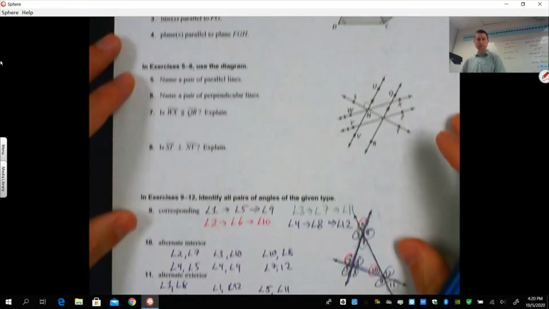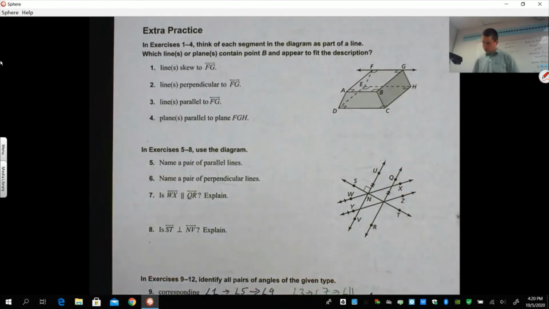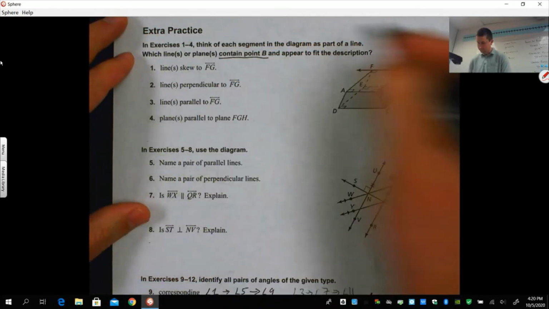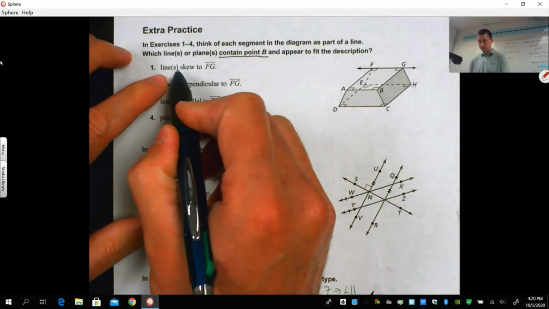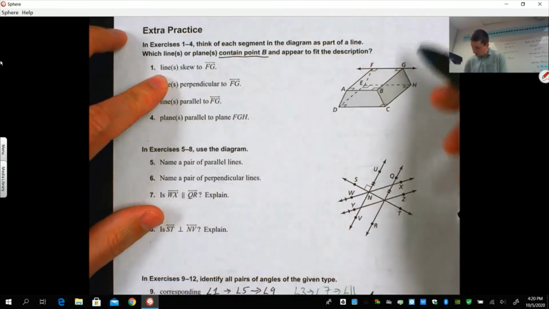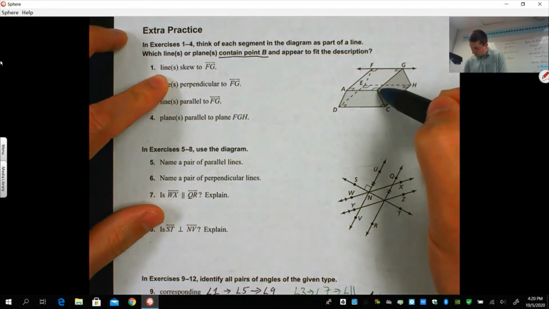Let's go up to the top. Review some of these things. Think of each segment in the diagram as part of a line. Which lines or planes contain point B and appear to fit the description? So we have to contain point B. So which lines contain point B and would be skew to line FG? So here's FG. We want to contain point B and be skew.